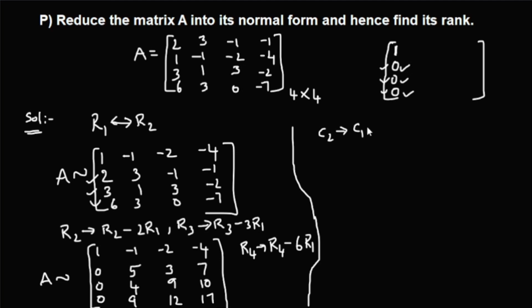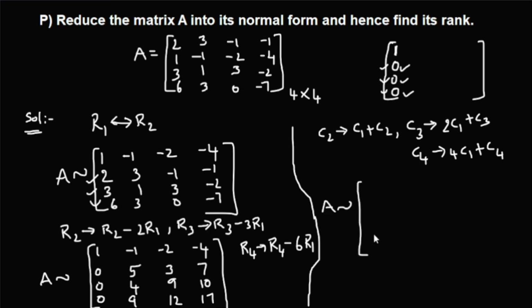C2 implies C1 plus C2. C3. So how to make this 0? 2C1 plus C3. And C4, 4C1 plus C4. So how A is going to become now is, first column there are no changes, 1, 0, 0, 0.